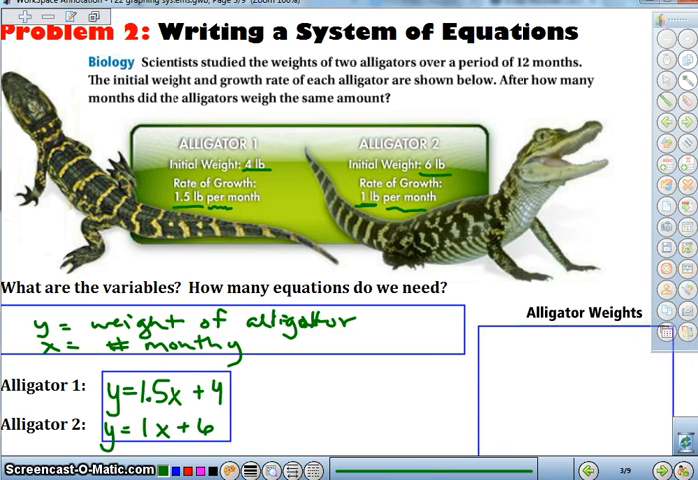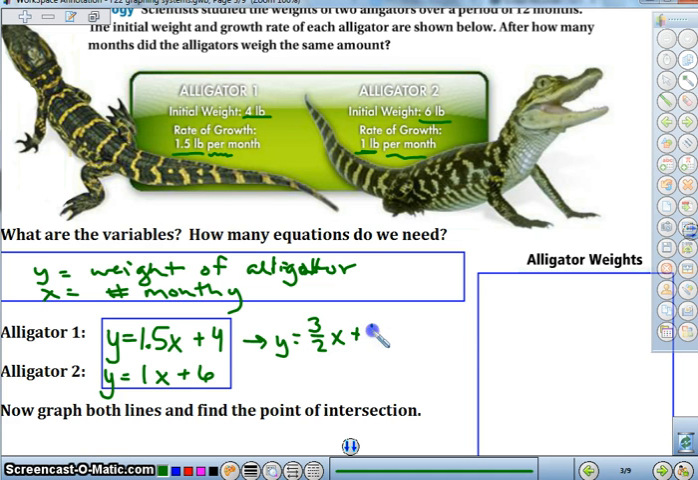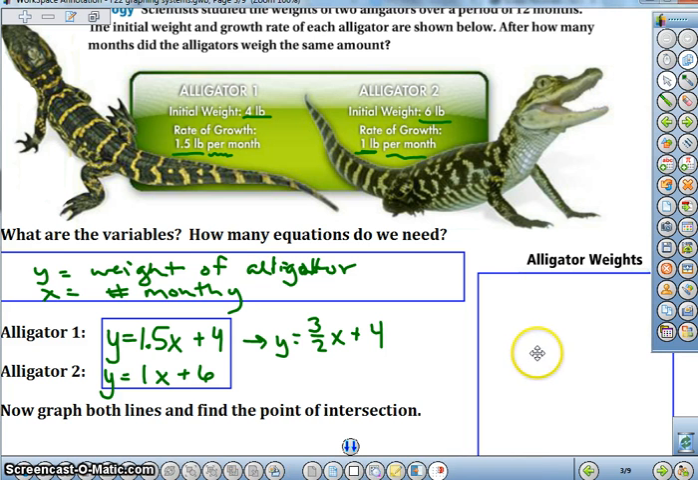Now, I want you to realize that if we were going to graph this, we need to find our point of intersection. And here it might be a little harder to graph 1.5. So we might have even rewritten this equation as y equals 3 over 2 x plus 4, because 1.5 is actually 3 over 2. We know how to graph when we are looking at that with the slope and y-intercept.